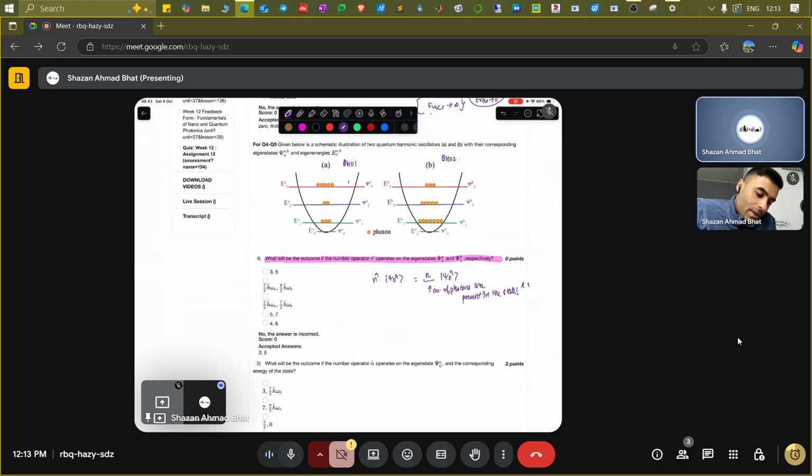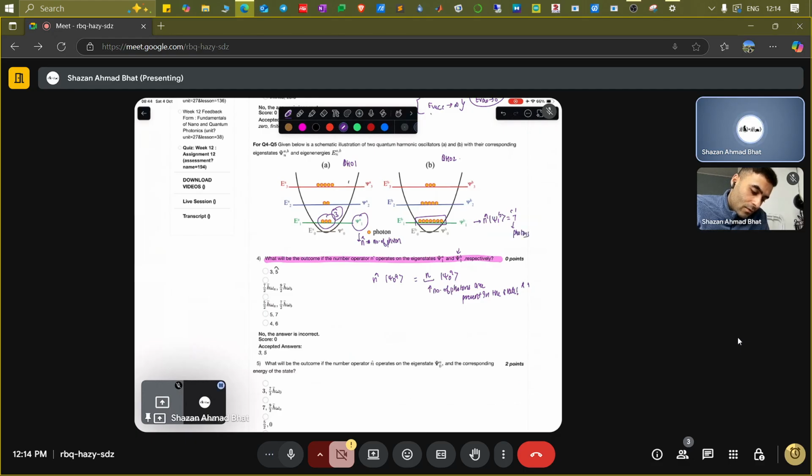So now if you operate the number operator on psi 1 of A, it's going to tell you the number of photons, which is shown in orange circles, and that is 3 here. Fine. So you're going to get 3. And now you operate the number operator on psi 1 of B, and here you have 1, 2, 3, 4, 5, 6, 7. You have 7 photons. For psi 1 of B, you're going to get 7 photons.